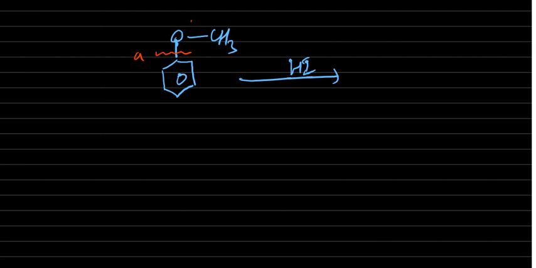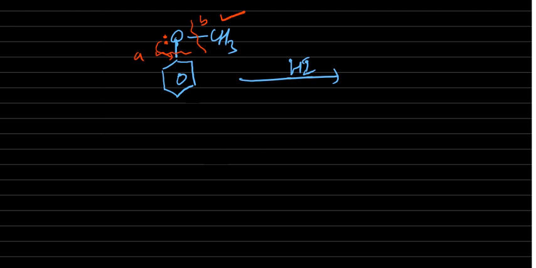But a few questions are there, and you have to practice them. Suppose CH3 on oxygen attached to benzene, now with HI. What are the products, and where will the bond break? Here also option A and option B are there. Obviously option B is correct. Why not option A? Due to resonance, there is double bond nature between benzene and oxygen.